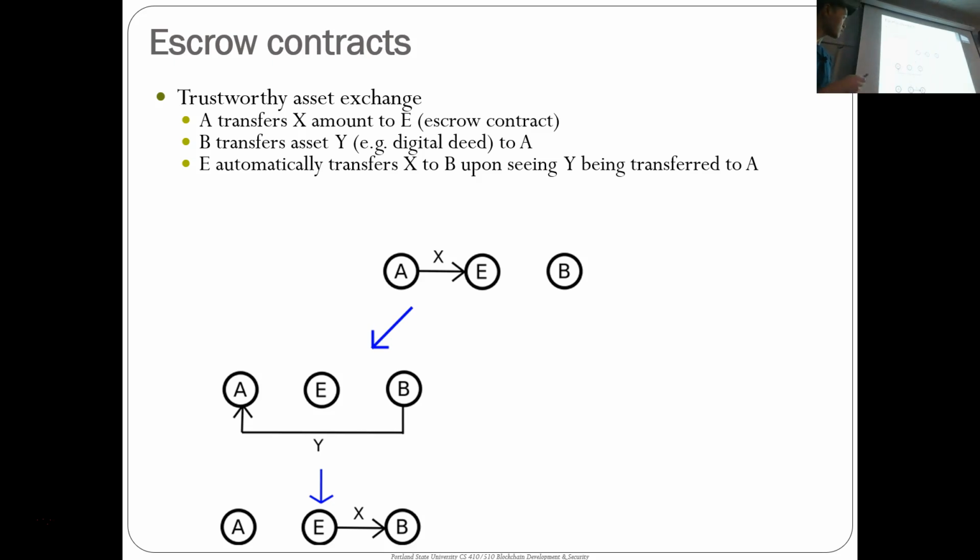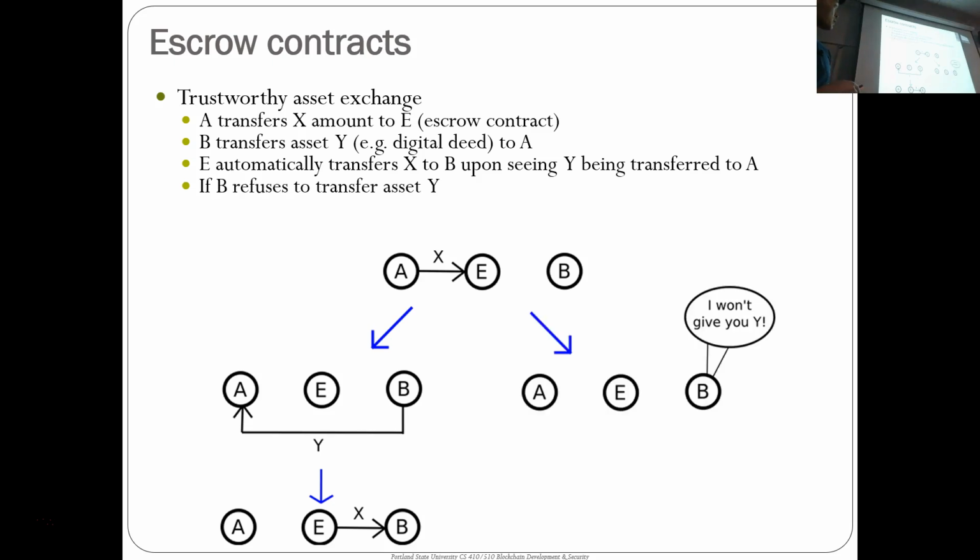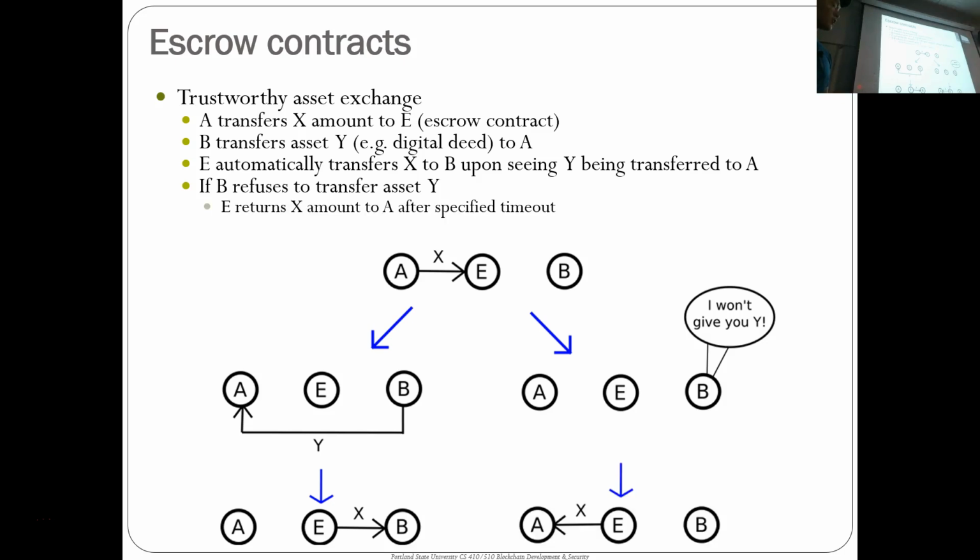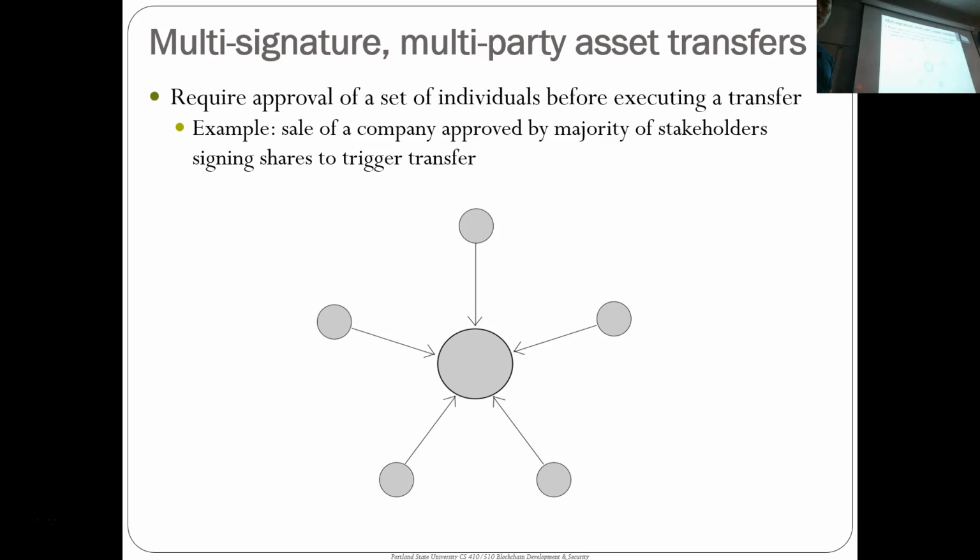So the function that the escrow company is actually providing is protection against this: A transfers the money to E, and then B says, I won't give you that deed. And then after a certain period of time, E returns the money back to A. This is something you could do very naturally on a smart contract, which is what we'll do. This is 20 lines of code, and then you can avoid paying thousands of dollars if this is done digitally. That makes the transfer a less burdensome operation.